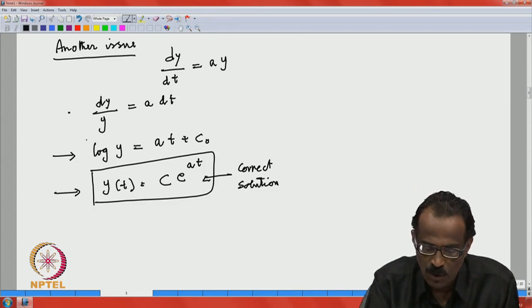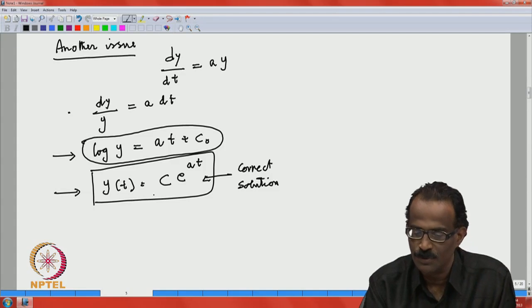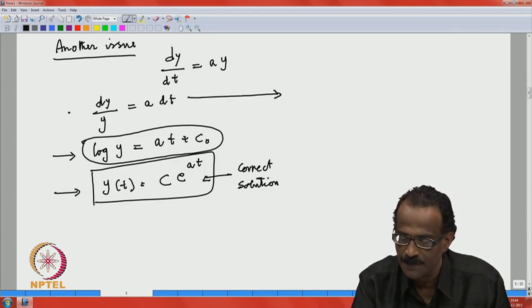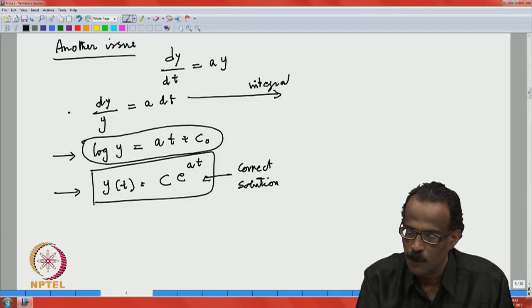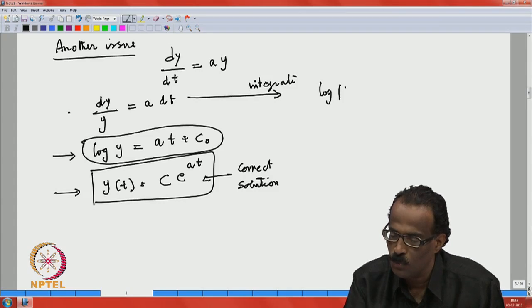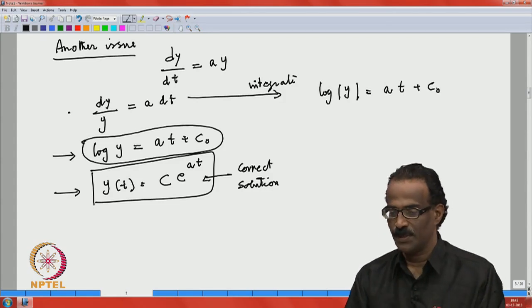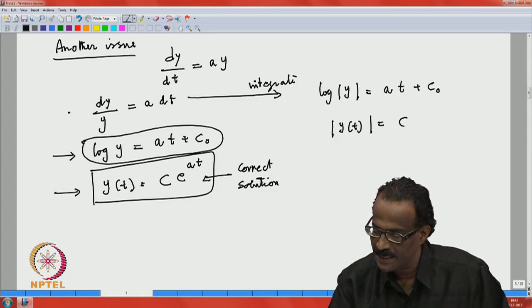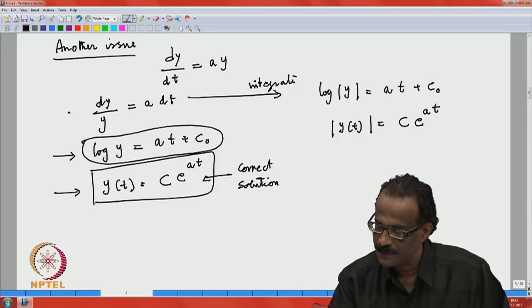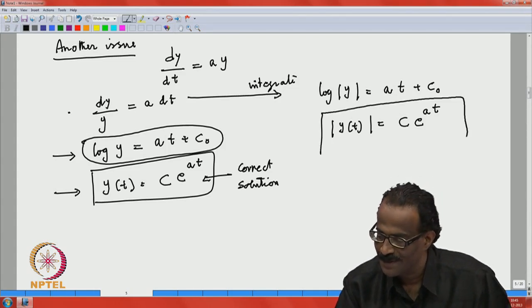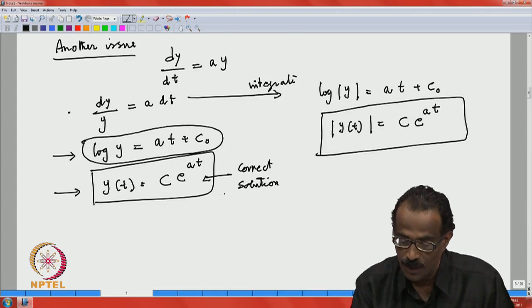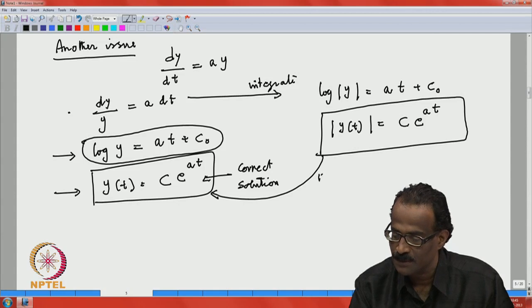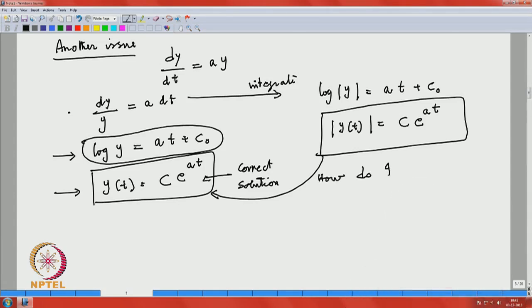But this is not entirely correct while you are writing it. Though you have a solution here, when you integrate this, what you really get is log mod y is equal to a t plus c naught. And then from there you will get modulus of y of t is equal to c e power a t, with c naught in the exponent. So how do I arrive at the correct solution from here, since mod y cannot be differentiated directly?